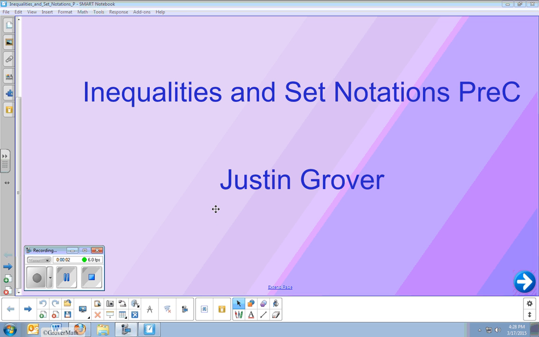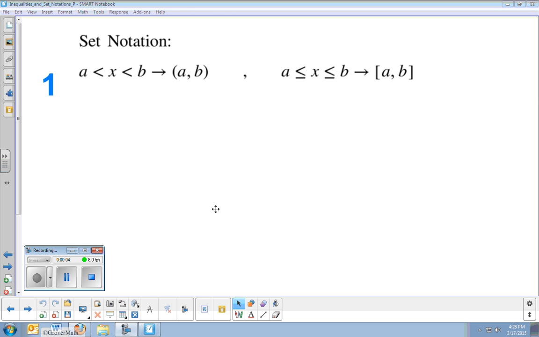Inequalities and set notations, pre-calculus. First of all, what is set notation? Set notation is another way of expressing an inequality. Where we used to have a number between less than signs, that would be parentheses, but for less than or equal to signs, we use brackets.